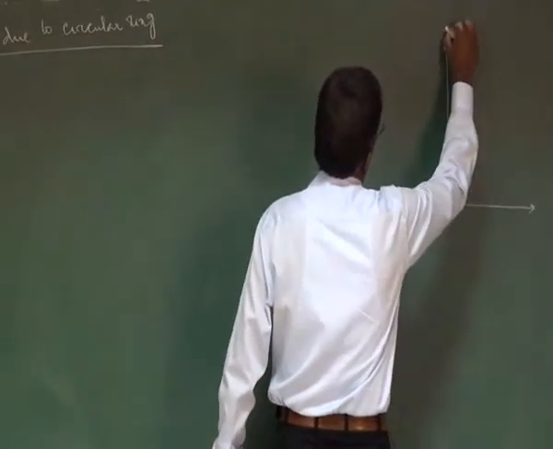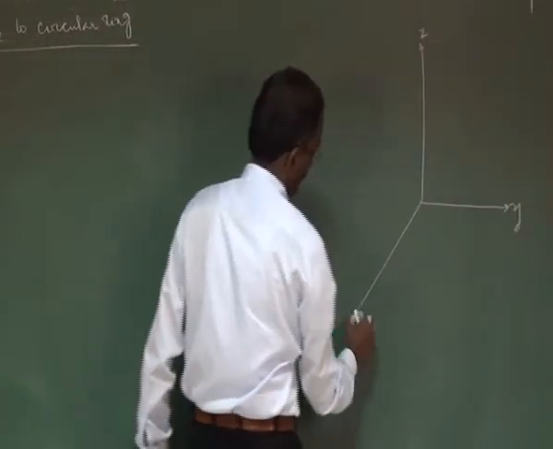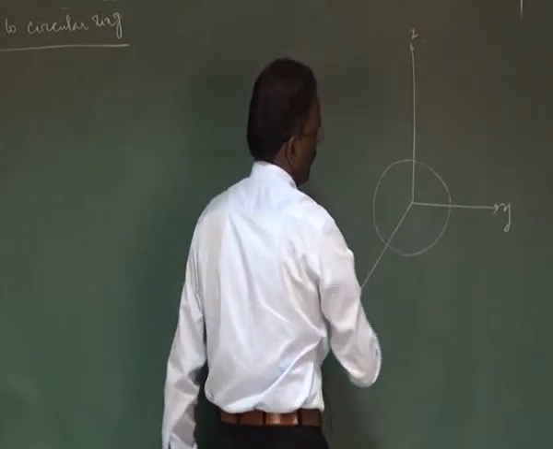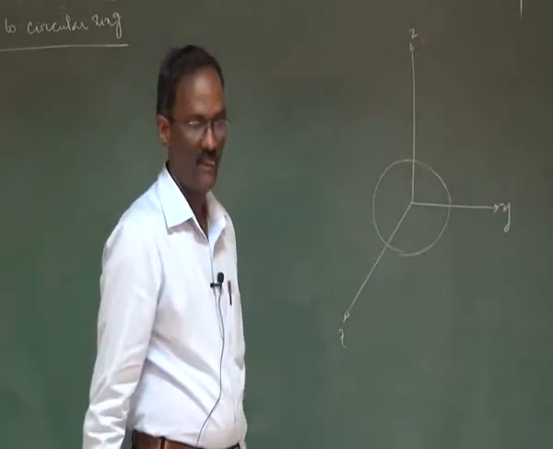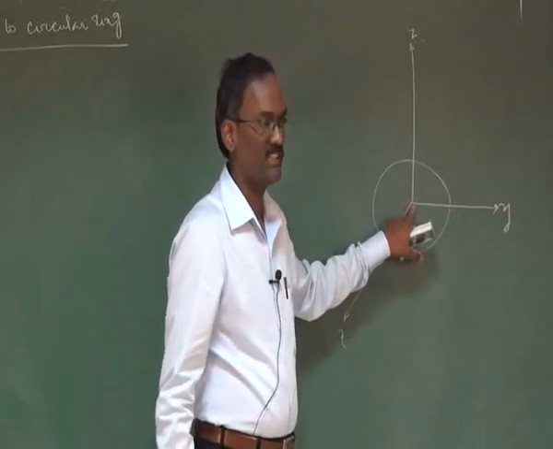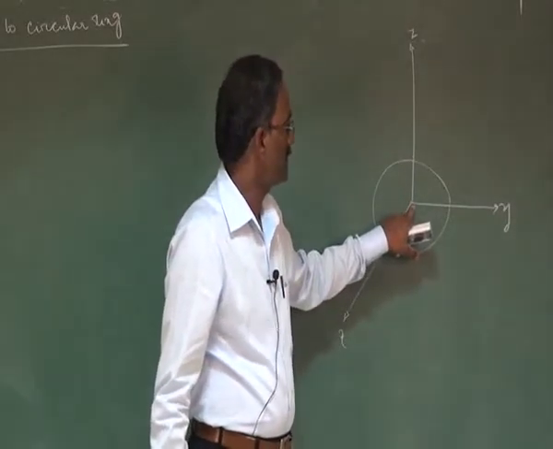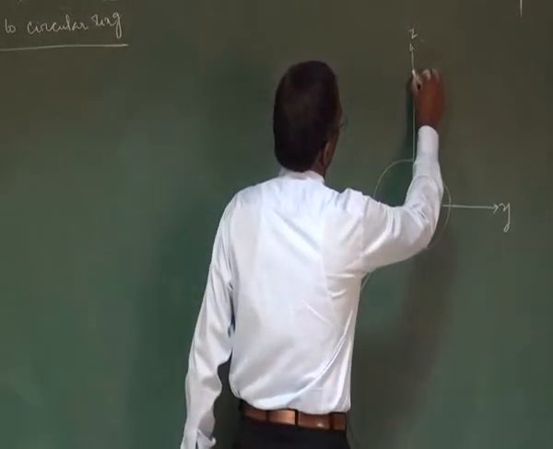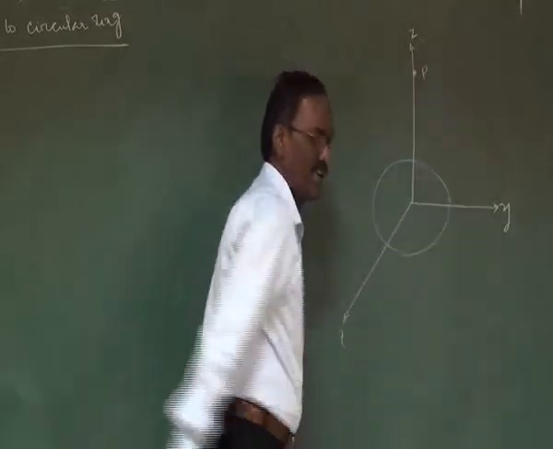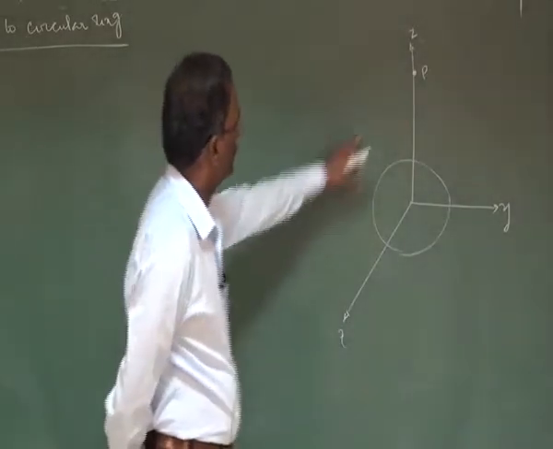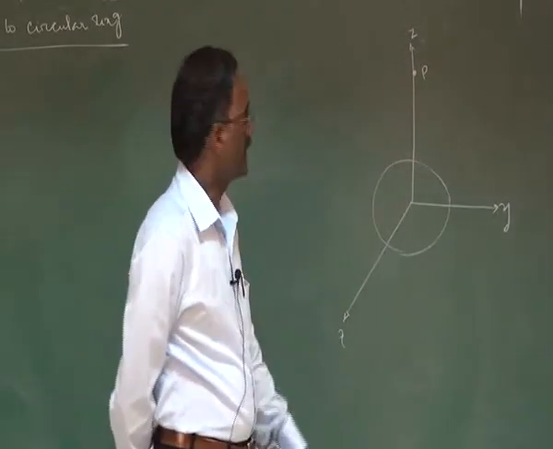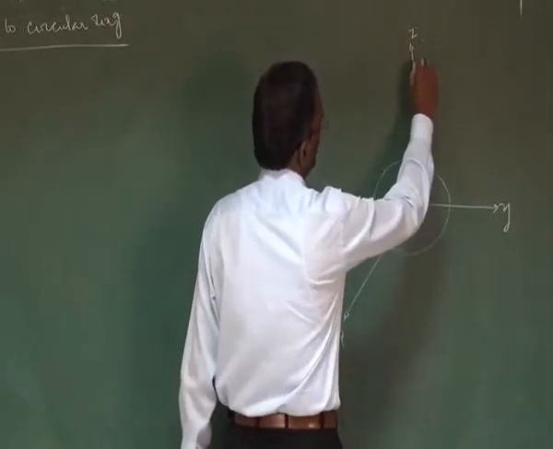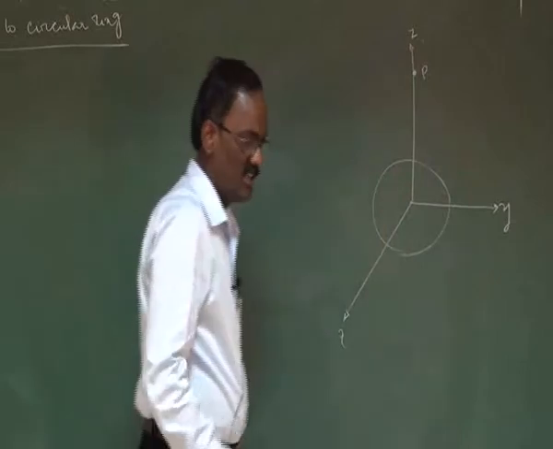Again x, y, z axis. Let us assume a circular ring is placed on xy plane. The center of the ring, let us assume at the origin of these three axes, x, y, z, right? Center of the ring, right? Arbitrarily, I am choosing a point P along z axis. Here I am taking the point. I am going to calculate the value of E at this point due to the circular ring.